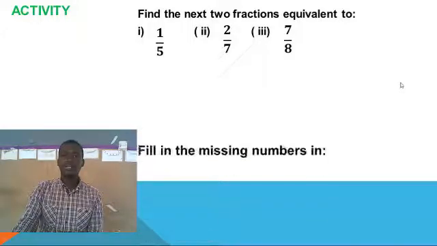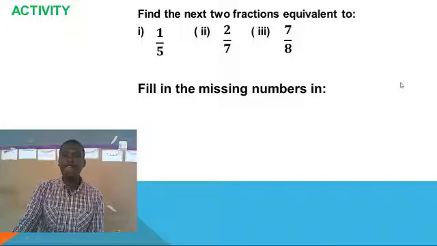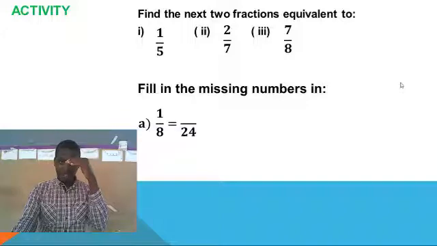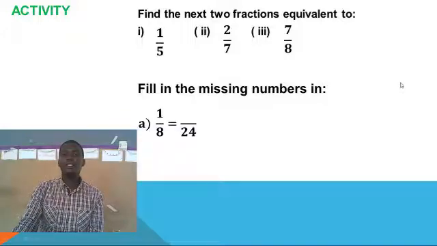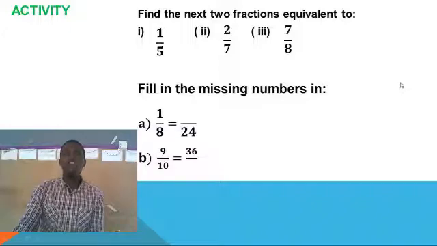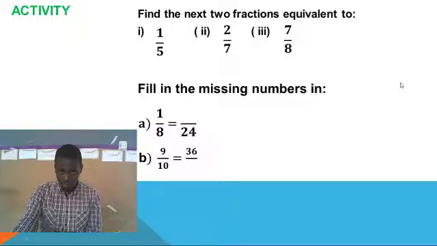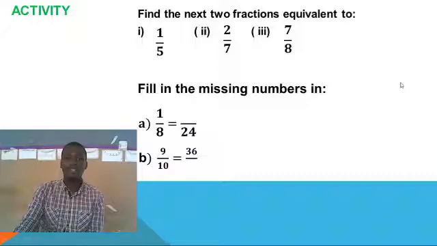Then the next, fill in the missing numbers. There are missing numbers up there. You're supposed to fill them. You remember 24 is the what? The denominator. The numerator is missing. The numerator is given, the denominator is not there. 9 out of 10 equals 36 out of the number we don't know. So fill the missing number. You know how to fill it when you follow the lesson.